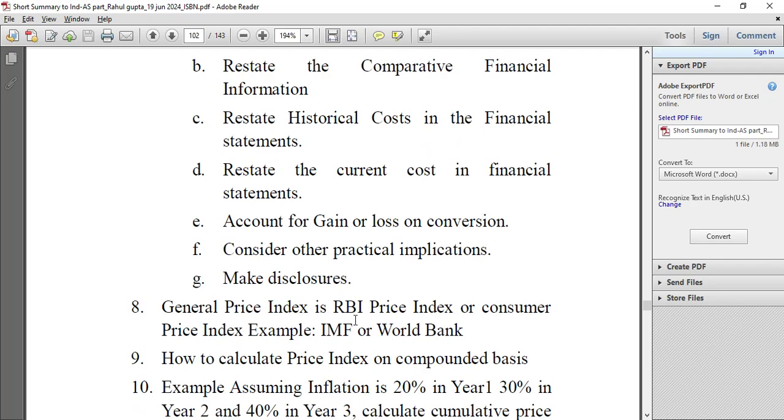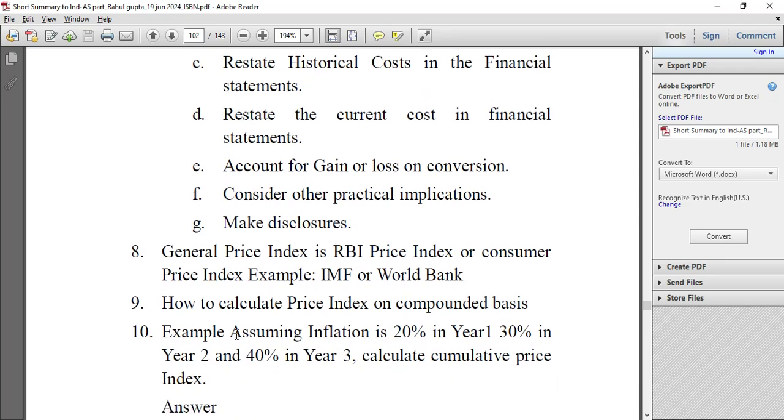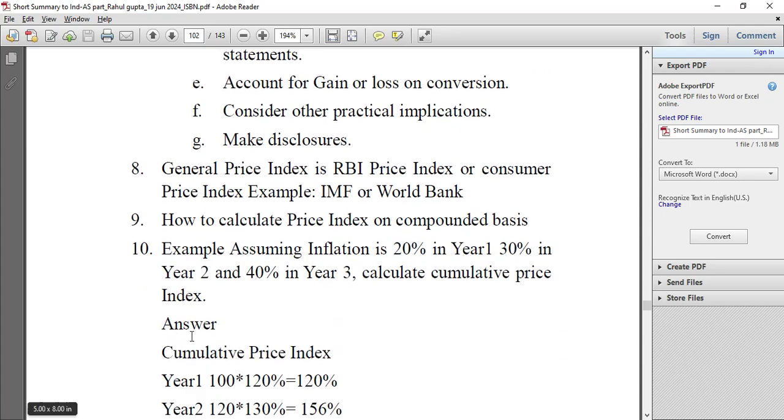The general price index is the RBI index or consumer price index. Example: IMF or World Bank. How to calculate the price index on a compounded basis. Example: assuming inflation is 20% in year 1, 30% in year 2, 40% in year 3, calculate the cumulative price index. How to calculate the cumulative price index is mentioned below.